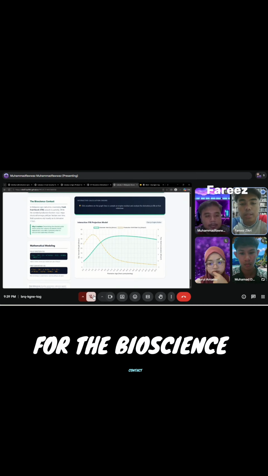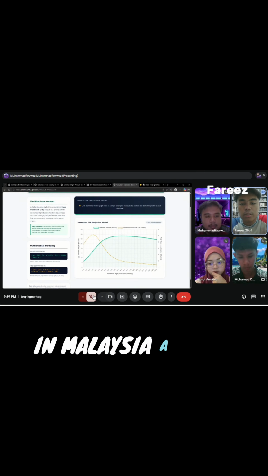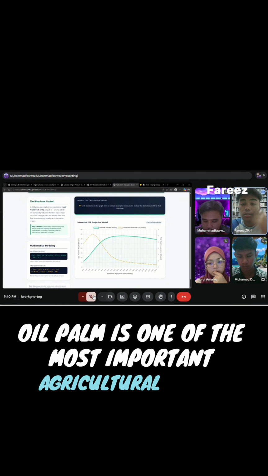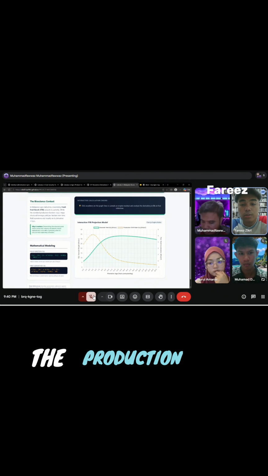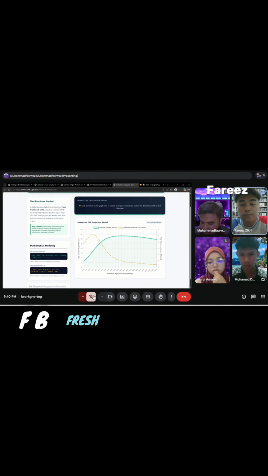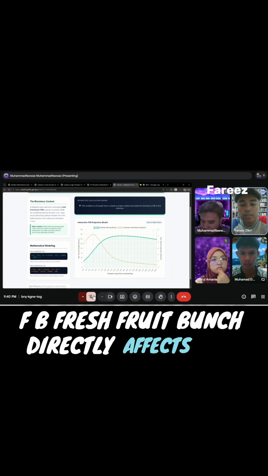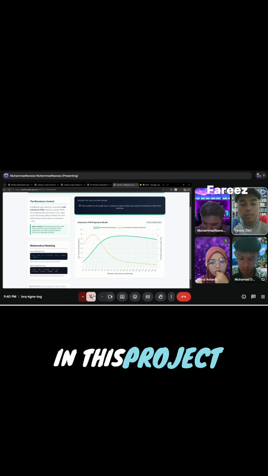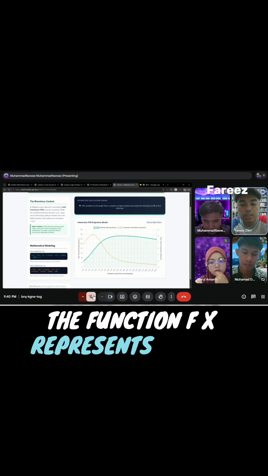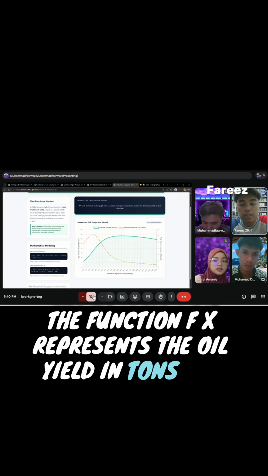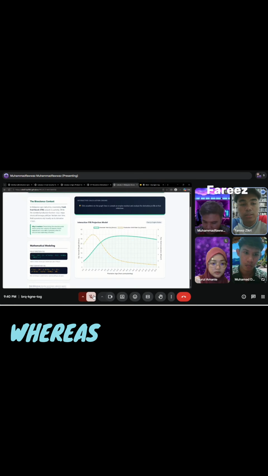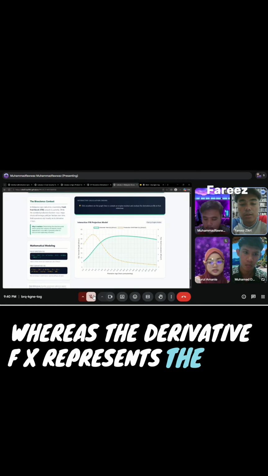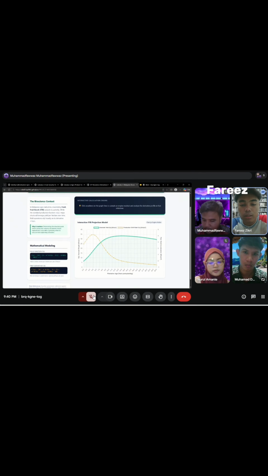For the bioscience context, in Malaysia's agro-industry, oil palm is one of the most important agricultural crops. The production of FFB, fresh fruit bunch, directly affects the profitability of plantations. In this project, the function f(x) represents the oil palm yield in tons per hectare per year, meanwhile the derivative f'(x) represents the rate of change of the yield.